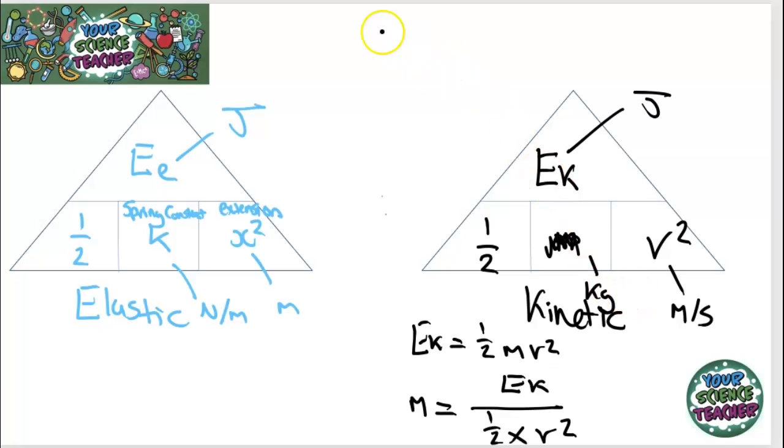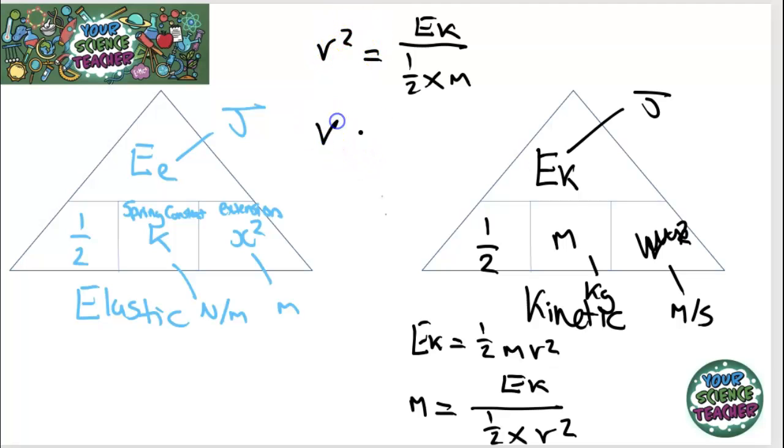And the hardest one, and I'm going to do it up here because I'm going to need a bit more space for this, is calculating V. The way I like to do this is by covering up my V squared and saying V squared equals EK divided by half times M. And then to get rid of my squared, I square root. So V equals square root and put everything inside there. EK divided by half times M.